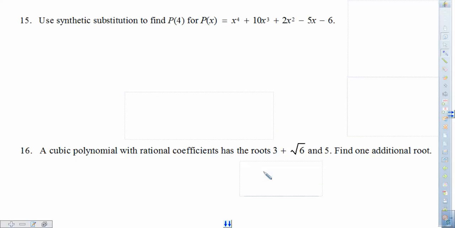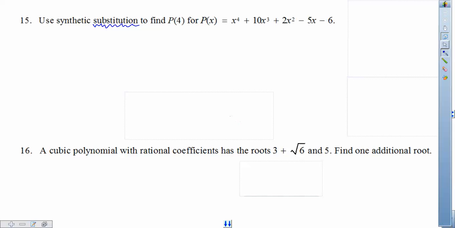Now, number 15 is a pretty interesting question. It's asking you to use not synthetic division, but synthetic substitution to find p of 4 for this function right here. I'll tell you this right now. Listen carefully. This question will be multiple choice. You're going to see 4 answers for what P of 4 would be using synthetic substitution. I will say this right now. I would not use synthetic substitution on this problem.